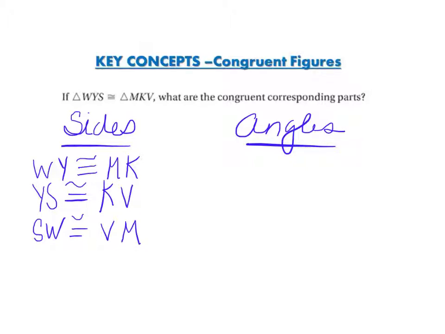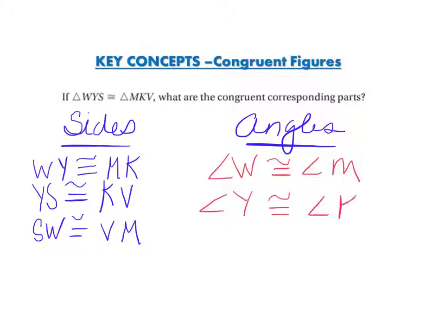The next one is the angles. The first one, angle W, is congruent to angle M. I look at the middle one. Angle Y is congruent to angle K. And the third one, angle S, is congruent to angle V. Now, if I was using a square or a 4-sided polygon, I'd have 4 sides and 4 angles. A pentagon, 5 sides, 5 angles. I think you see the picture.